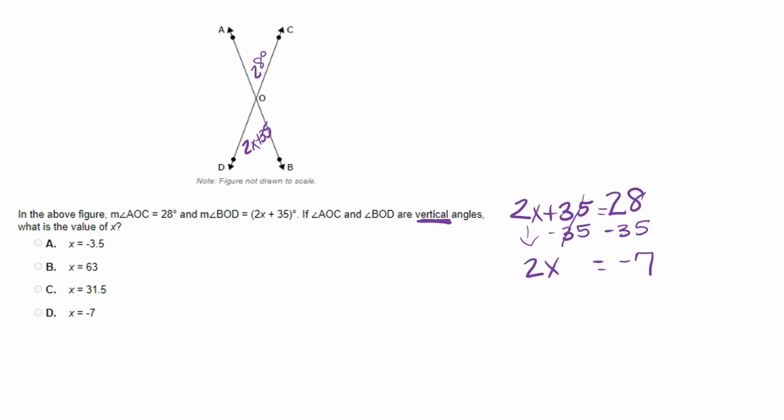I need to divide both sides by that 2 because it's multiplied by x right now, and I need to undo that. So I'm going to divide the left side by 2, and whatever I do to the left side, I also have to do to the right, and I'm left with negative 7 divided by 2, which is negative 3.5, which leaves me with A.